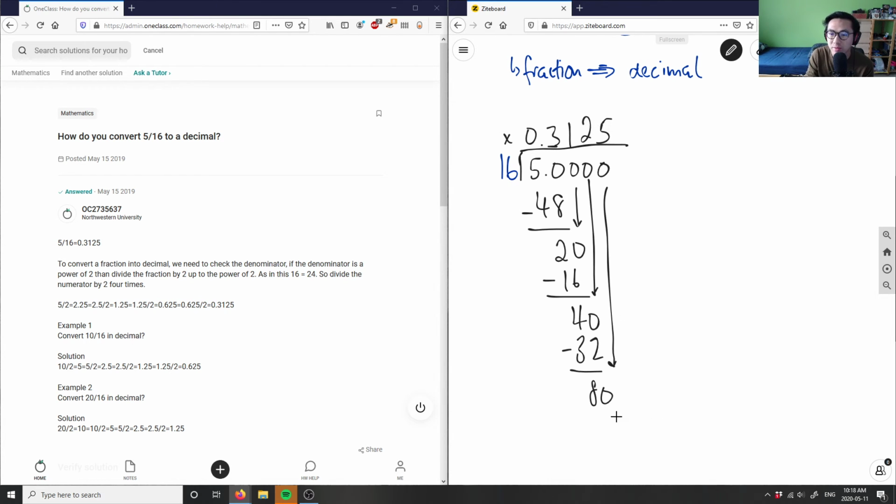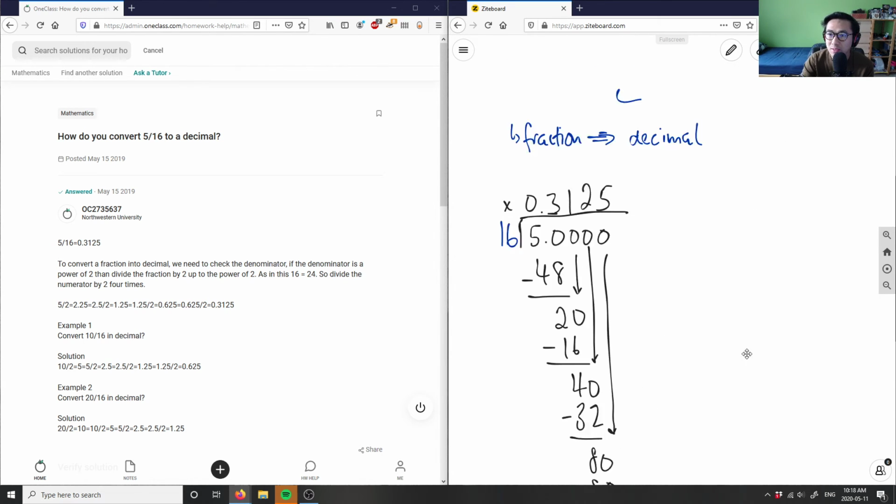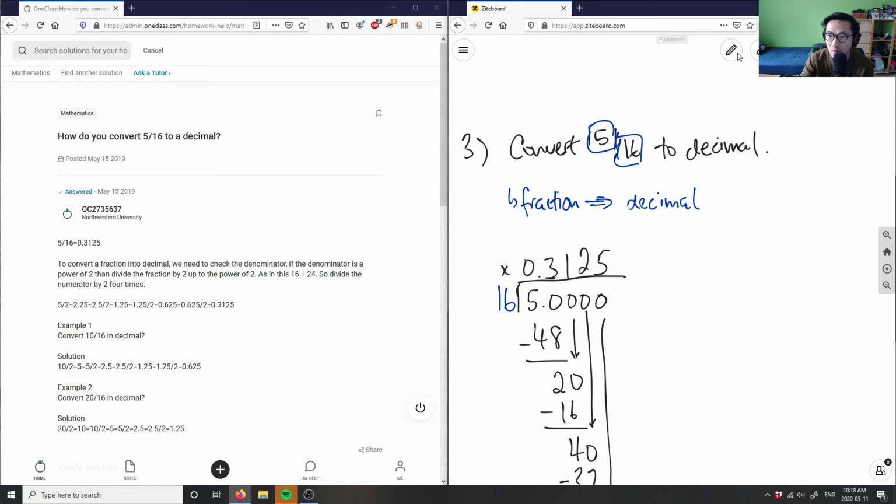Because 5 times 6 here is 30. 5 times 1 here is 5. Plus 3 here is 8. So this here is remainder 0. So therefore, my answer for this problem here is whatever our quotient is, right? So in this case here, this guy is our answer, right?